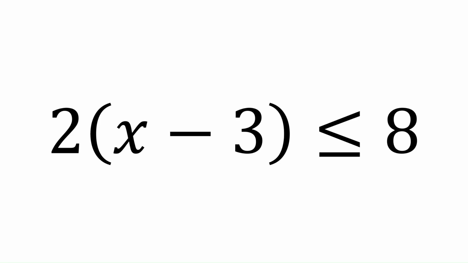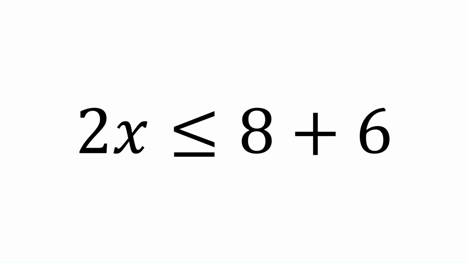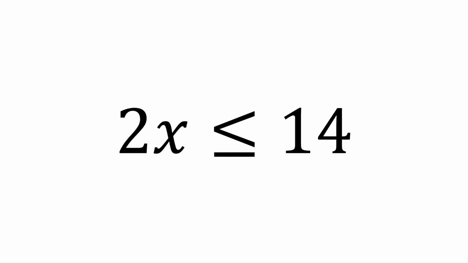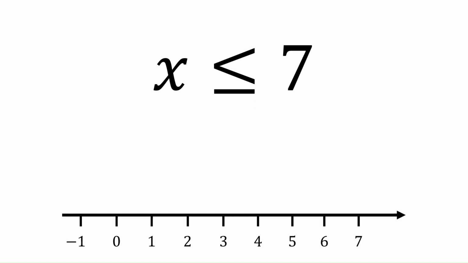Now let's look at inequalities with brackets. The process is still the same, but we're just going to expand it first and then solve it. Expanding the bracket gives 2x minus 6 less than or equal to 8. Add 6 to both sides to get that 2x is less than or equal to 14. We can then divide it by 2, so x is less than or equal to 7. Now have a go yourself at drawing this on a number line. It should look something like this.